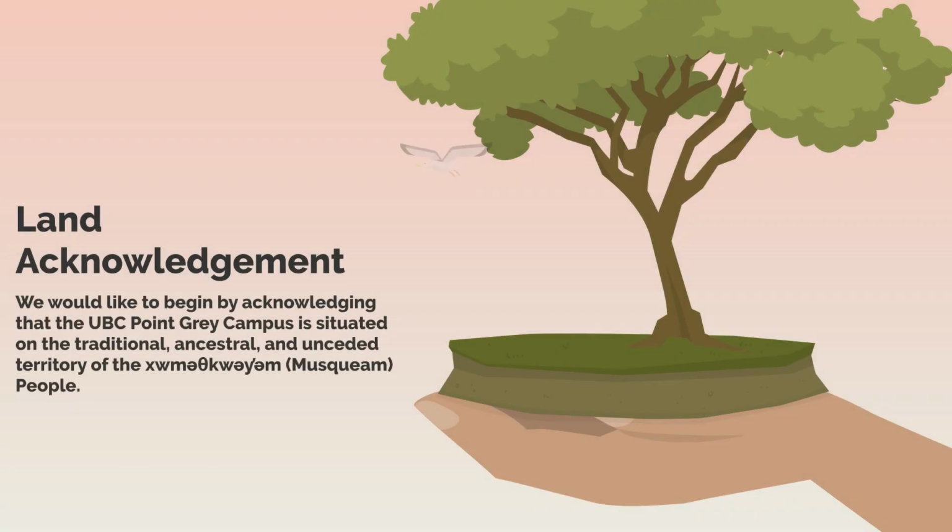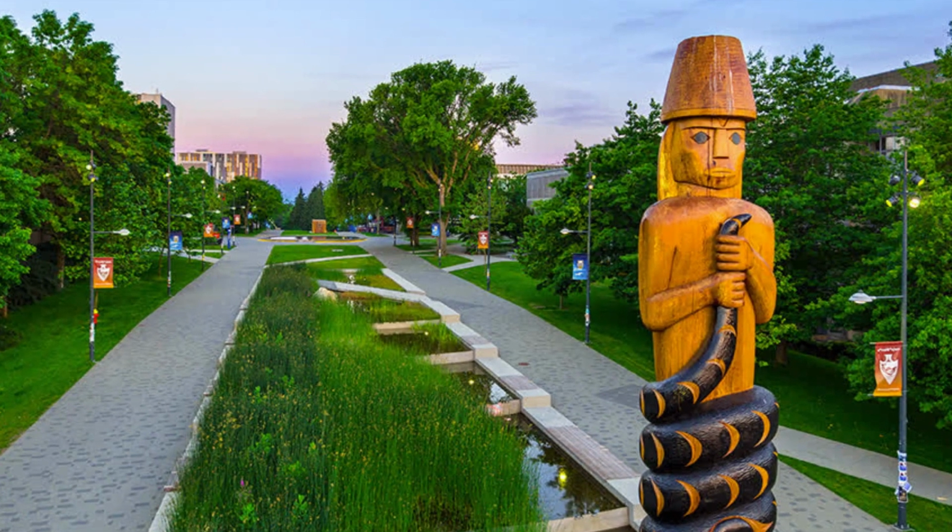First, we would like to acknowledge that the UBC Point Grey campus is situated on the traditional, ancestral, and unceded territory of the Musqueam people.